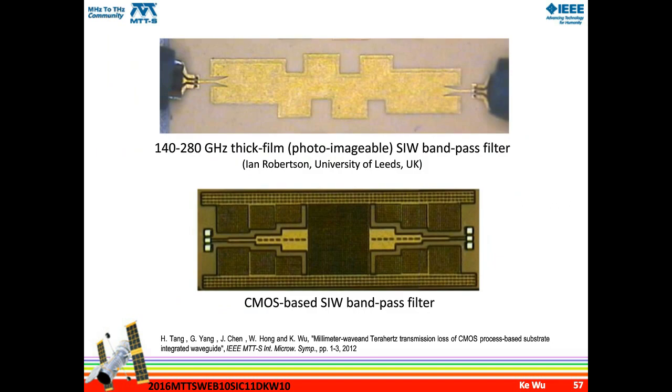At the same time, you can see that such waveguides can be used even through some interesting processes for very high frequency applications, such as terahertz, sub-millimeter wave applications. For example, the group at the University of Leeds used the photo imaging process to develop these sub-millimeter wave waveguide structures, the bandpass filter. And also, you can see the bandpass filter can also be deployed using the CMOS process. So there's a lot of interesting development there.